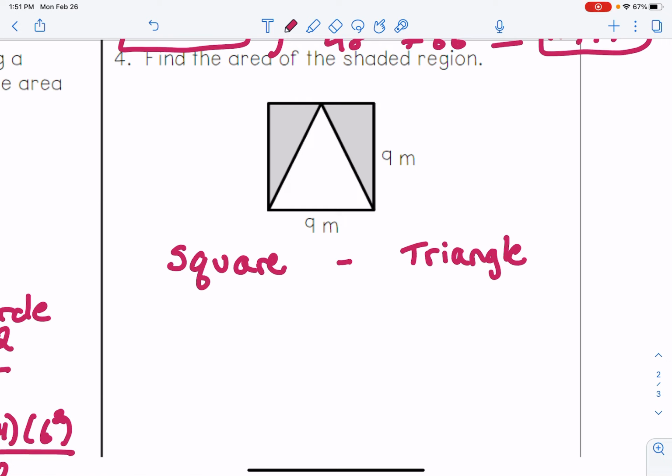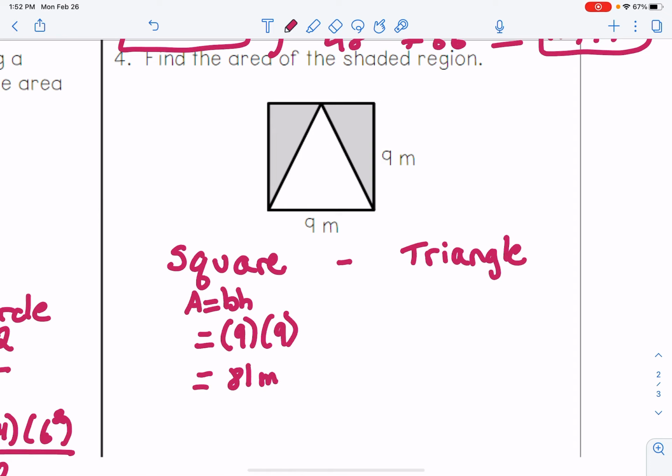All right, let's start with the formulas. The formula for the area of a square is base times height. Let's substitute in the values of base and height. Our base is 9 and our height is 9. So the area of the square is 9 times 9, which is 81 meters squared.